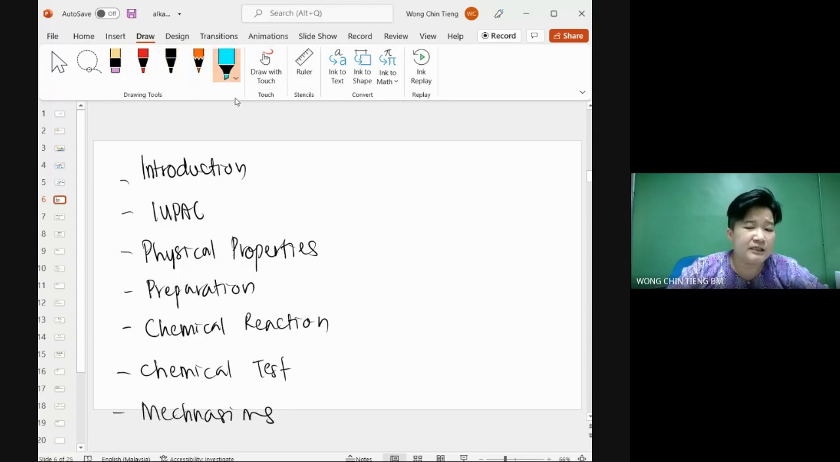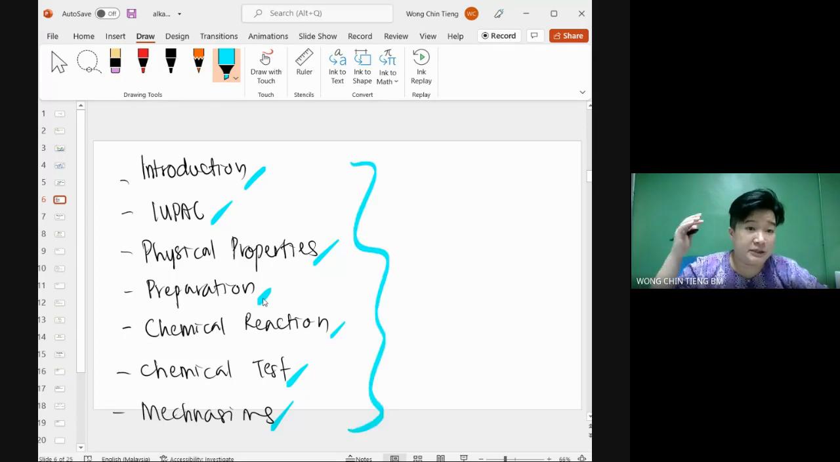Kita akan repeat benda ni. Bila kita masuk alkohol, alkohol akan ada intro, akan ada naming, akan ada physical property, akan ada preparation of alcohol, chemical reaction of alcohol, chemical test, mechanism. Benda ni kita akan duk repeat untuk semua chapter.